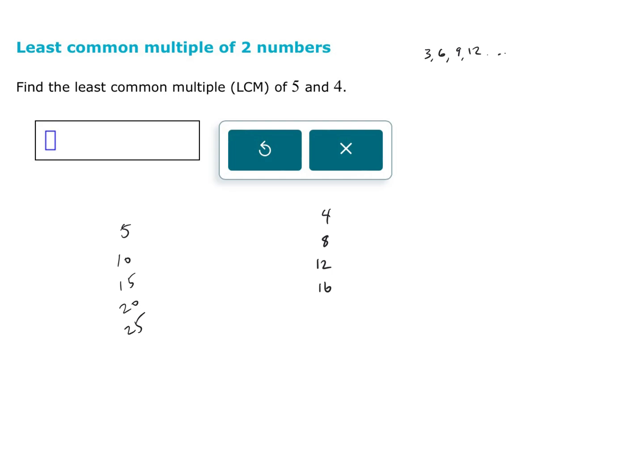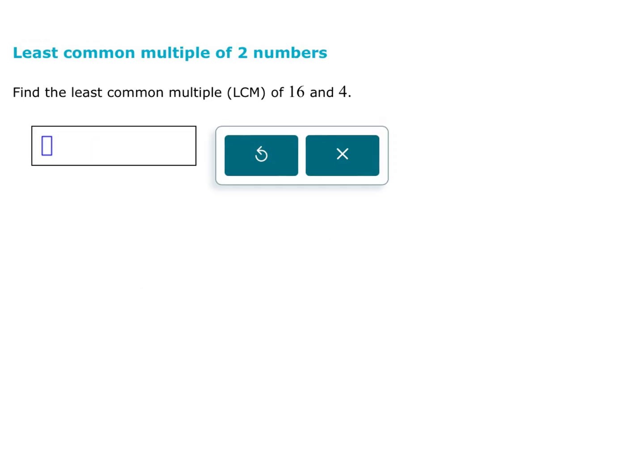And I just keep going until I get to at least where I was on this list, or until I get to a number that is in common. In this case, I have 20 on both lists, and it's the smallest number that is on both lists, so it is my least common multiple. So let's look at another example.